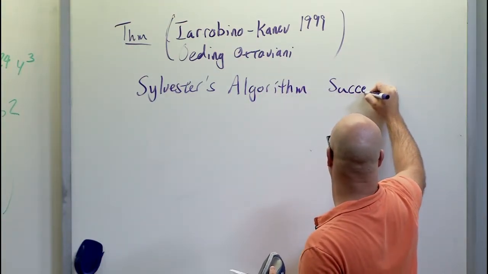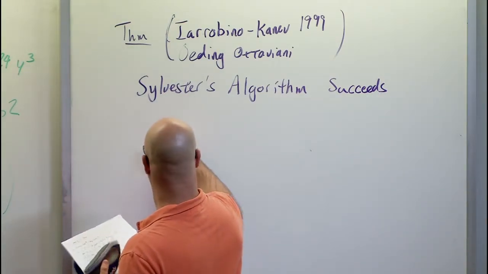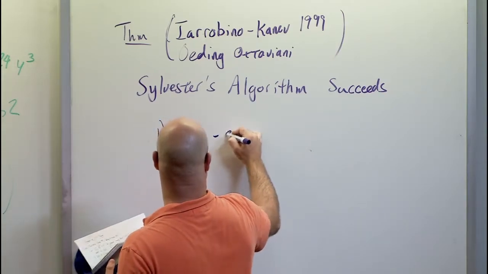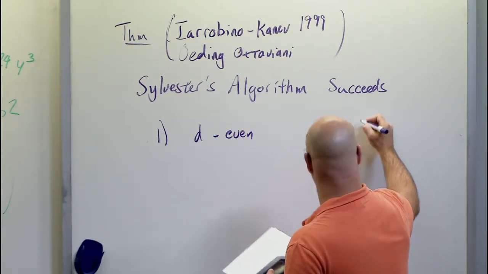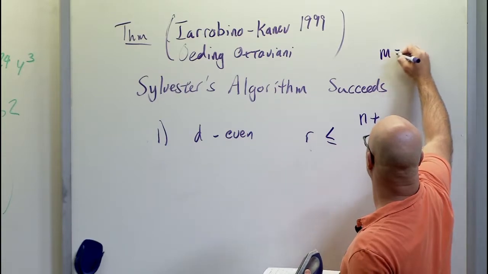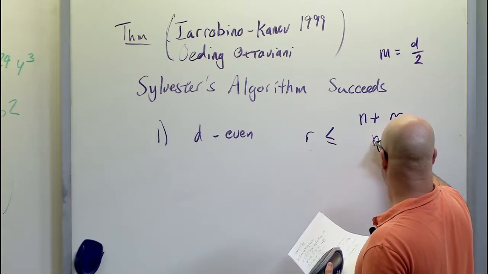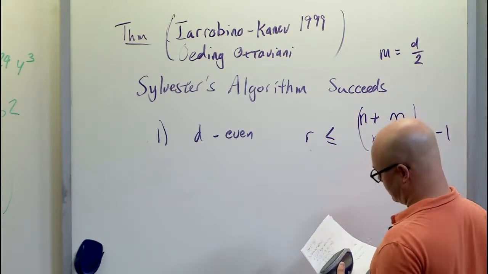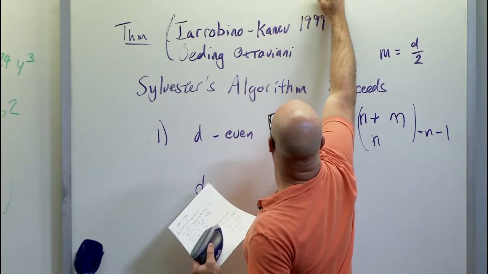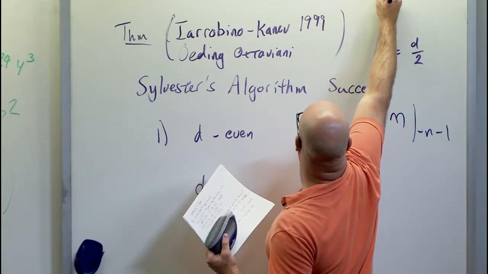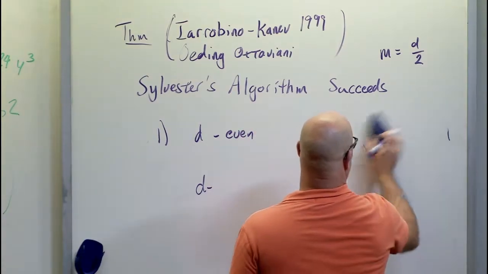succeeds well in the following cases: 1, if D is even, and R is less than or equal to M plus, okay, so M is equal to N plus M, N minus N minus 1. What's N? N plus 1 equals the number of variables. What is the binomial coefficient? Sorry, there is some R and N.